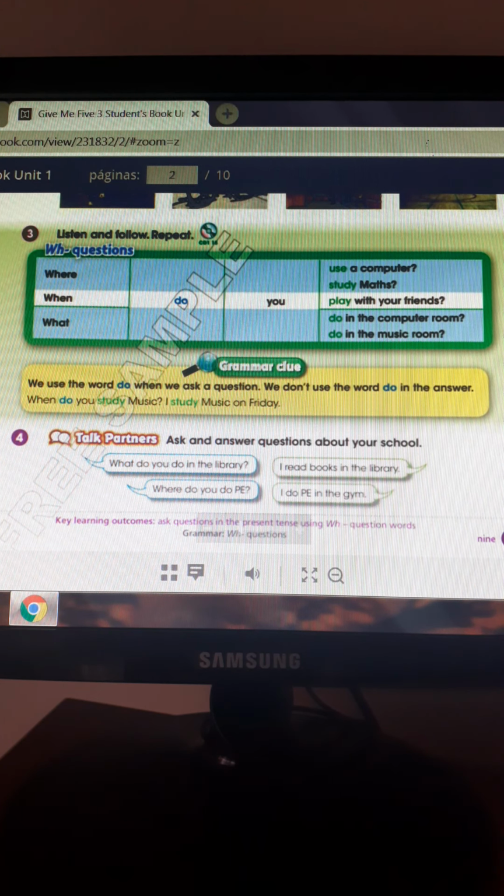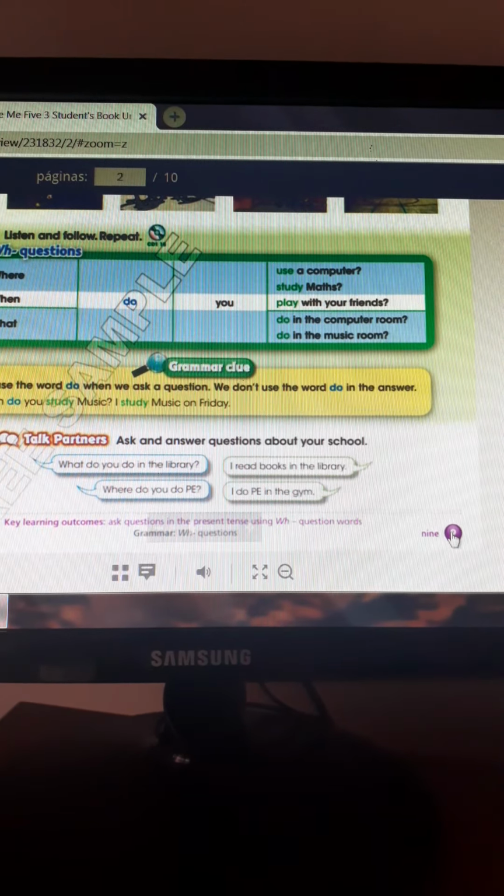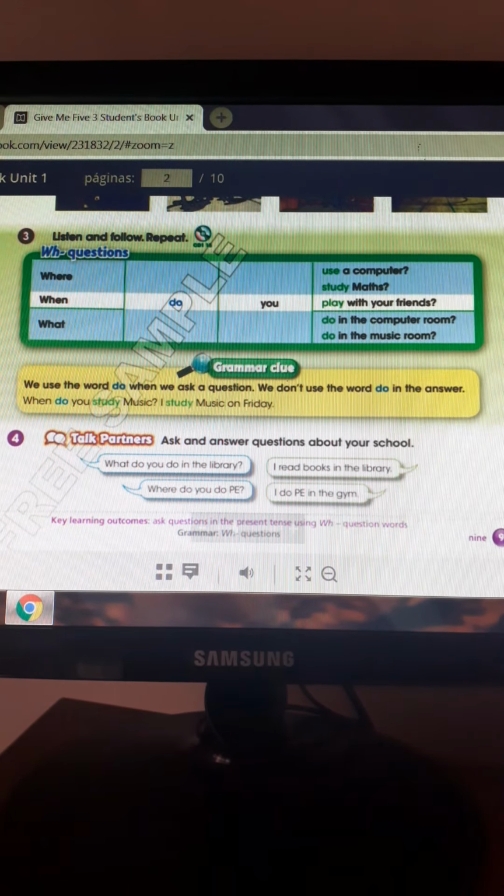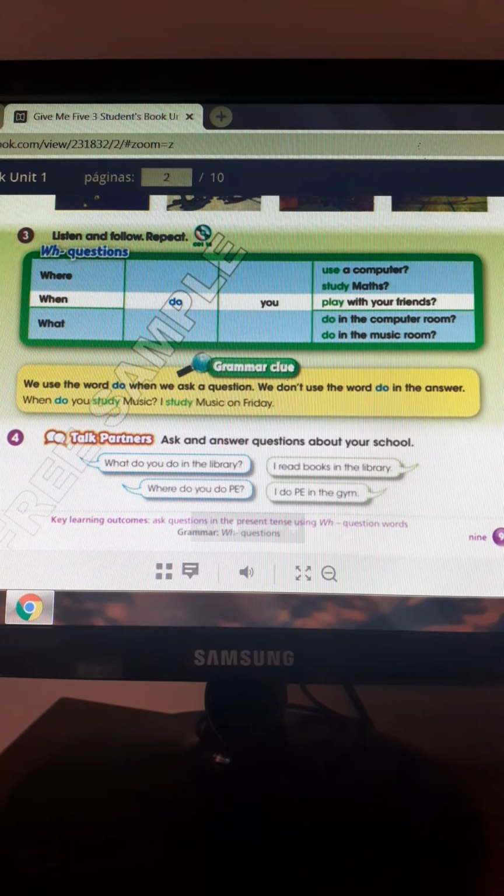The activity from today is on page 9. If you have the book, you may use it. If you haven't, you may have here the video. Page 9. Si tengo el libro, lo puedo seguir con el libro y si no, a través del video, right?